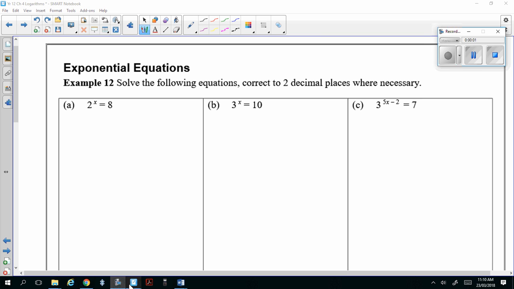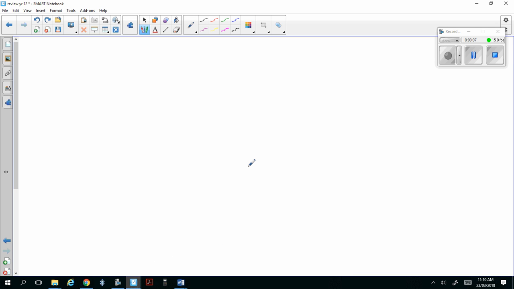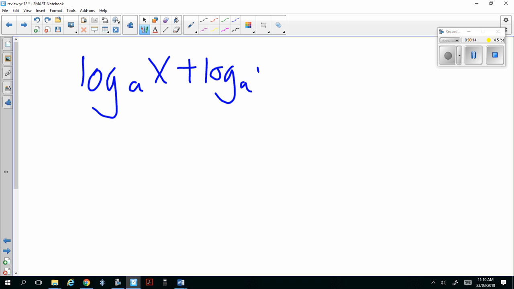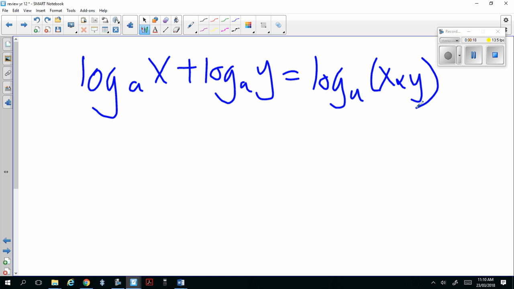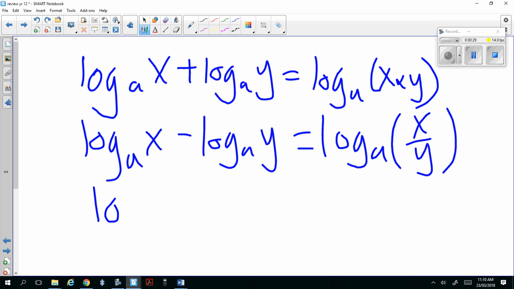Lesson. Last lesson we did some log laws. So we did log of a x plus log of a y equals log of a x times y. We also learned that when we subtract, it becomes division. And if we have log of a x to a power, that power goes down.